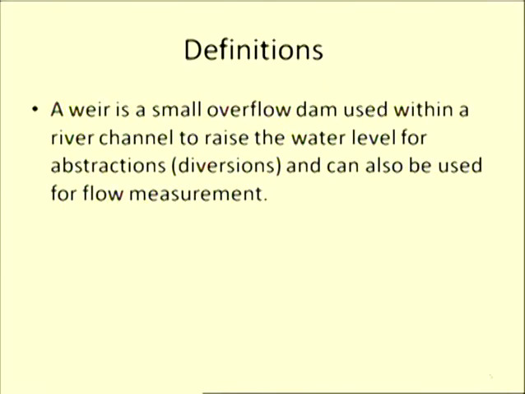It's a very small overflow dam used within a river channel to raise the water level for abstraction, that is, withdrawal, to take the water out of the raised pool water, and it can also be used for flow measurement and for diverting the water. So a weir is a kind of multi-purpose structure which can be used for flow measurement, that is, how much flow is actually taking place in a particular laboratory channel or in an actual channel.